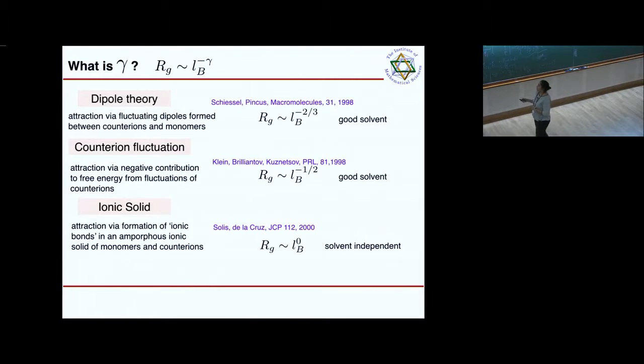-2/3. There's another theory, counterion fluctuation theory, which says these counterions are not permanently sitting on the monomers, but they fluctuate. They introduce something like a negative pressure, which collapses the polymer. If you work out that theory, Rg is proportional to Lb to the power of 1/2. There's another one, the ionic solid.